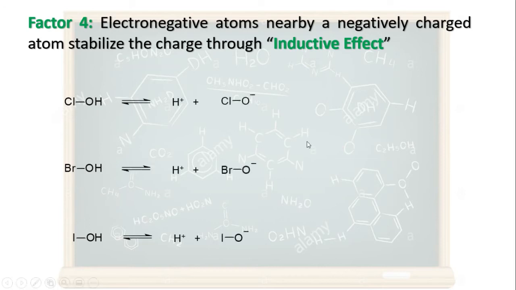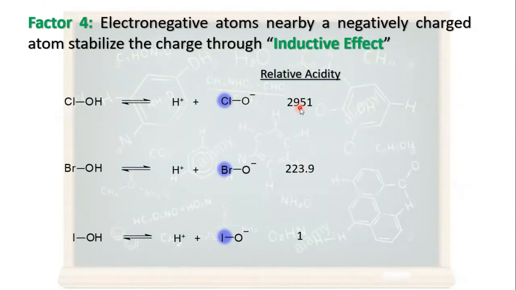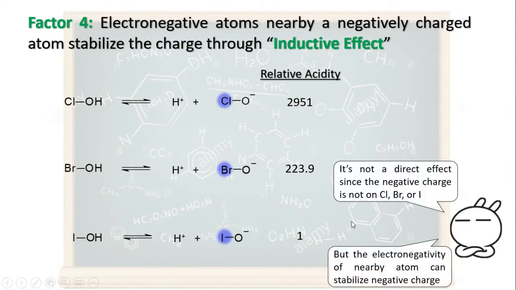Take a look. We have a negative charge on oxygen, but this is attached to chlorine, attached to bromine, attached to iodine. Now what's happened here is, surprisingly, the chlorine, bromine, and iodine play a role in here. And the relative acidity is relatively big. If this one is 1, this one is 200 times stronger, almost 3,000 times stronger than the iodine one. How come though? Well, let's talk about inductive effect.